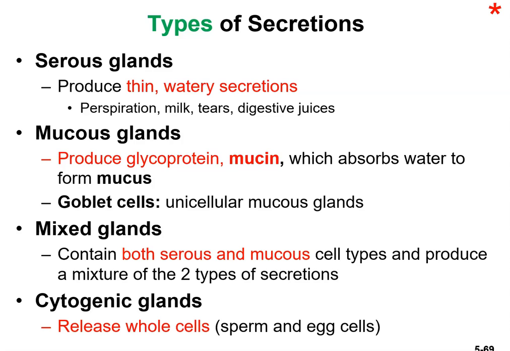Some organs can release the whole cell, like the ovary and testes. They can release the sperm or egg cells. Those types of glands are called cytogenic glands. Cyto means cell, genic means produce.